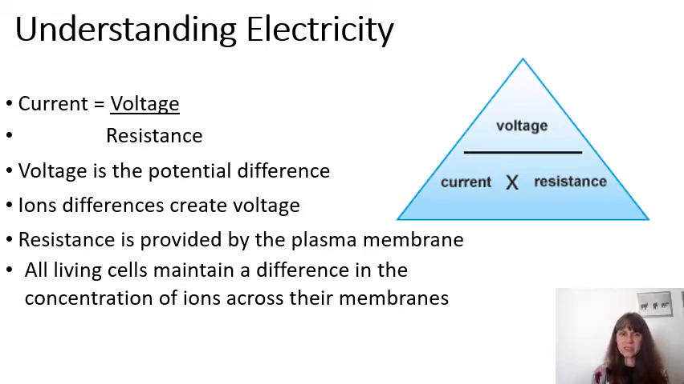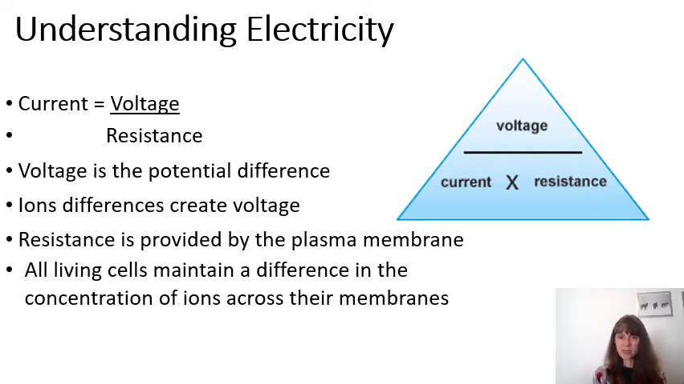In understanding electricity, we need to understand a little bit about Ohm's law. Ohm's law tells us that current equals voltage divided by resistance, which simply means that the greater the voltage, the greater the current. The greater the resistance, the less the current. The voltage in a plasma membrane can actually be measured, and resistance is provided by the plasma membrane.